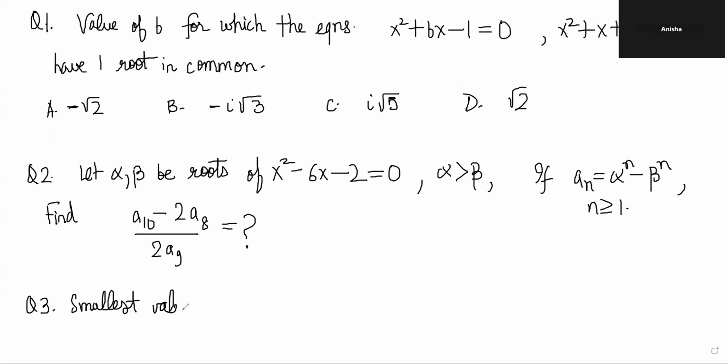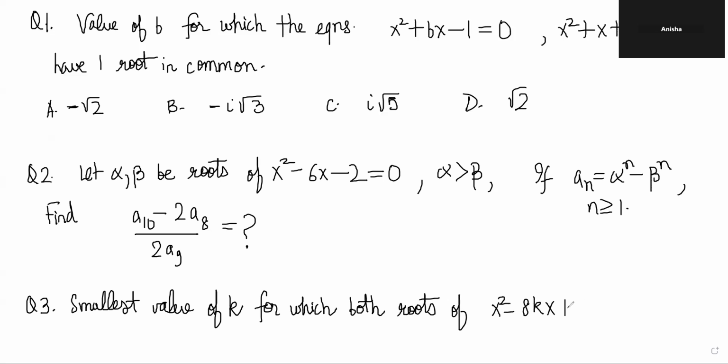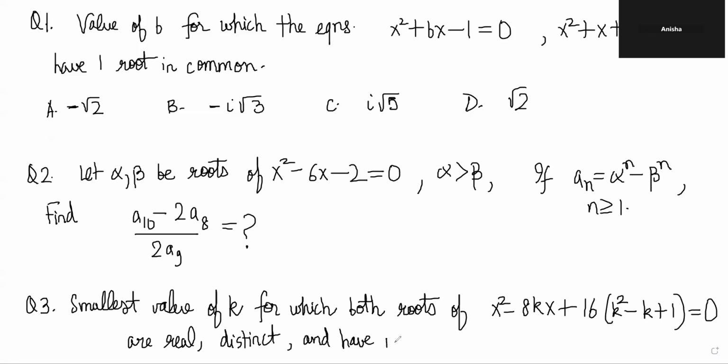Smallest value of k for which both roots of x square minus 8kx plus 16k square minus k plus 1 equals 0 are real, distinct, and have values at least 4 is what? So try these three questions.